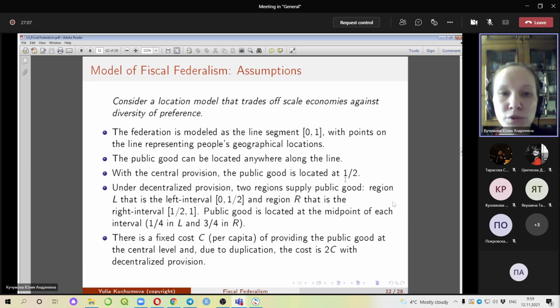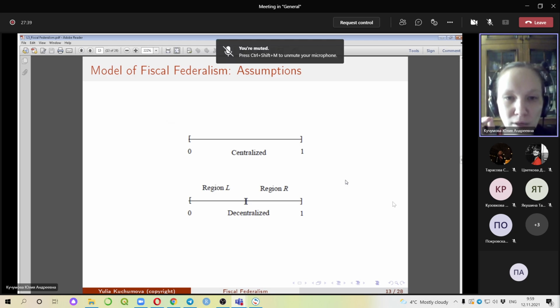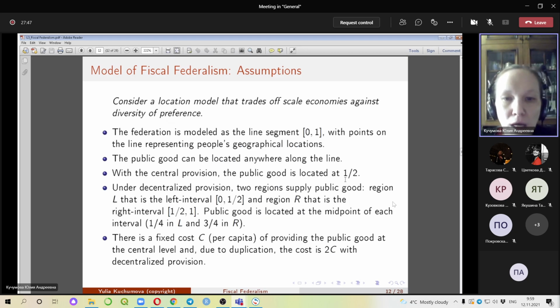The federation is modeled so that the country is a line segment from 0 to 1, with points on the line representing people's geographical locations. Let me show you the graph. This is the line segment from 0 to 1, and each point on this line represents a person. Persons live at different points on this line. The public good can be located anywhere along the line, and with central provision, when we have a centralized government, the public good is located at the middle, at point 1/2.